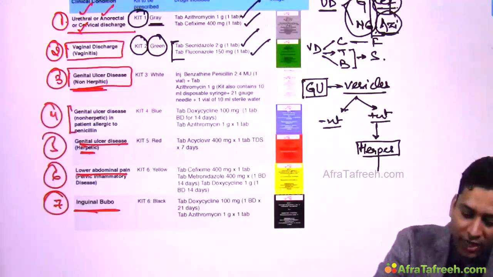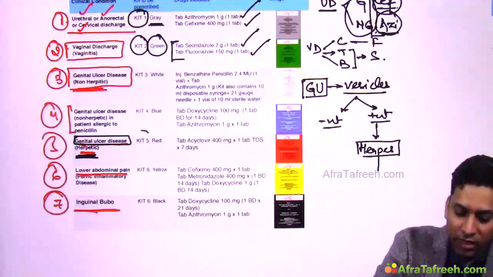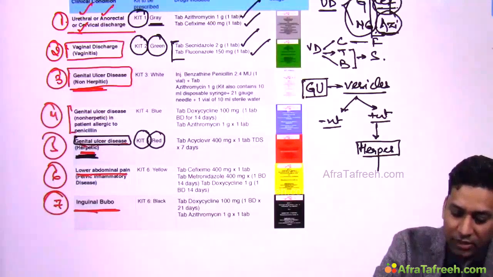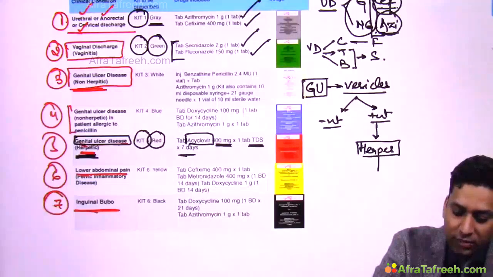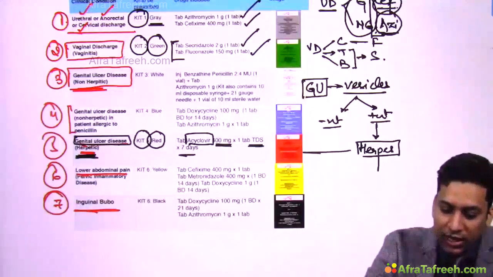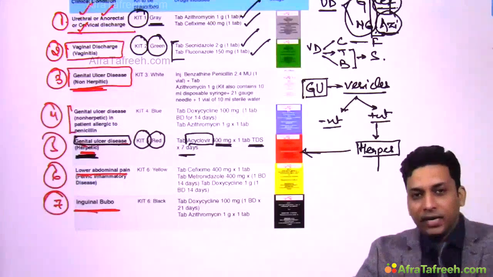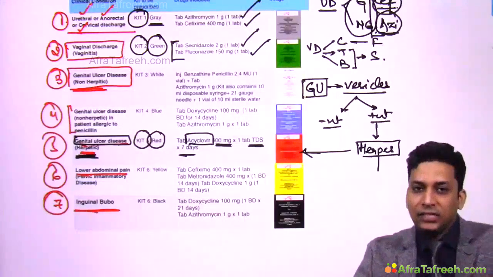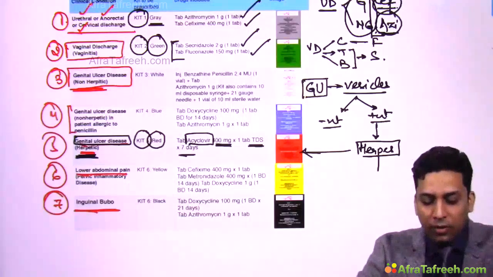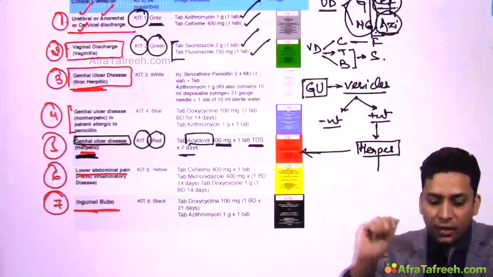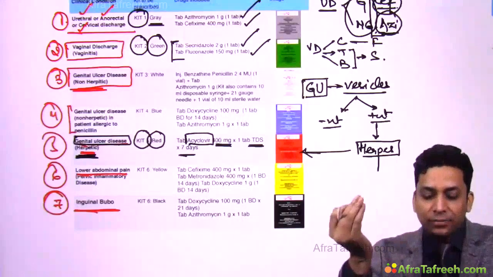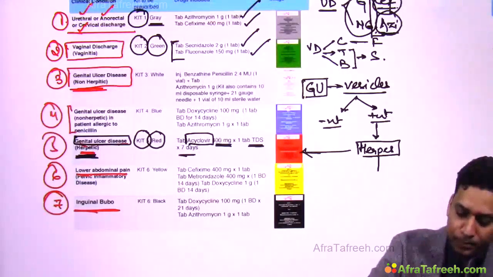So if this genital ulcer is herpetic, that is it is having vesicles, we give kit 5 which is red in color, which has acyclovir 400 mg 3 times a day for 7 days. Okay, so this red kit is used for herpetic genital ulcer disease or genital ulcer syndrome. This is kit 5, red in color. Now what if the vesicles are absent? If the vesicles are absent, then probably this is syphilis.